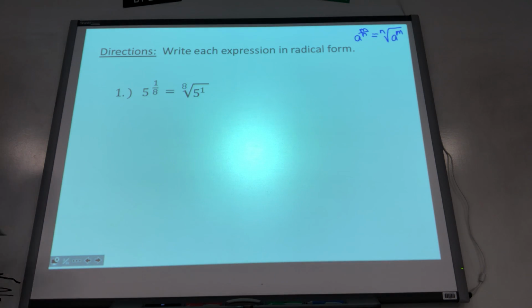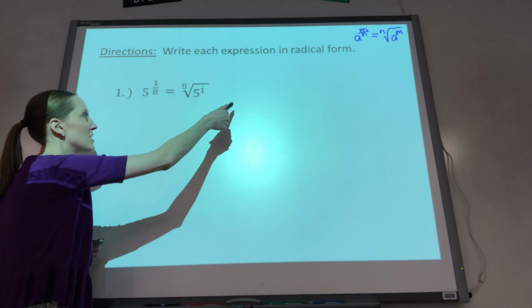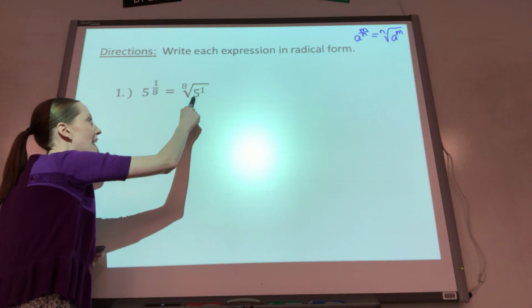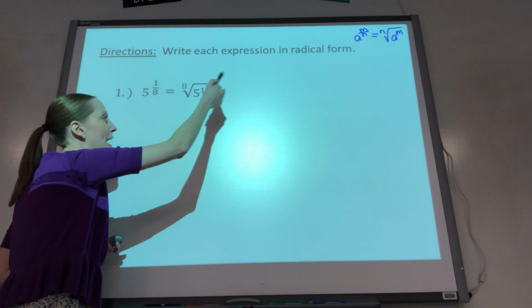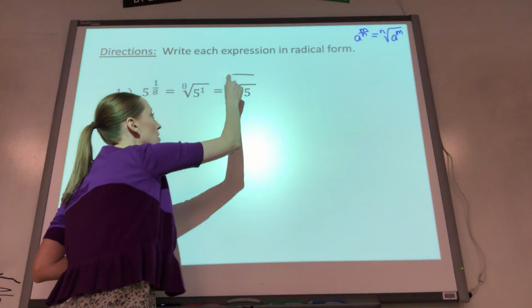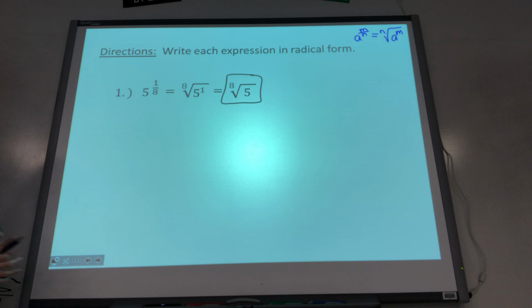Now for this type of problem, you would want to go ahead and simplify that. 5 to the first power is just 5. I wouldn't go any further than that because you really can't go any further than that. But 5 to the first, you can probably just put 5.